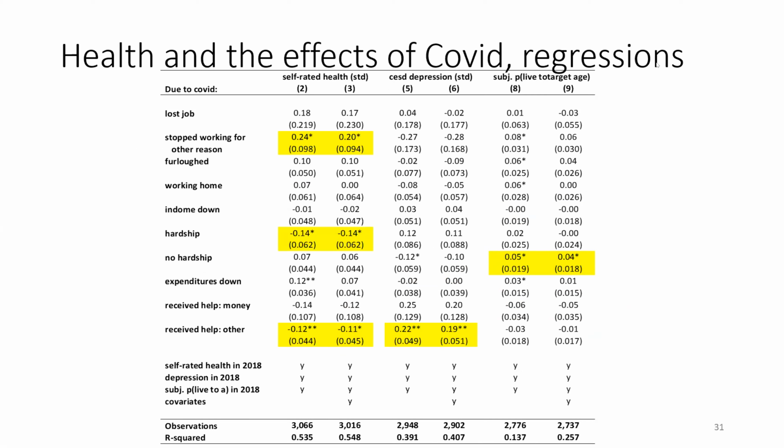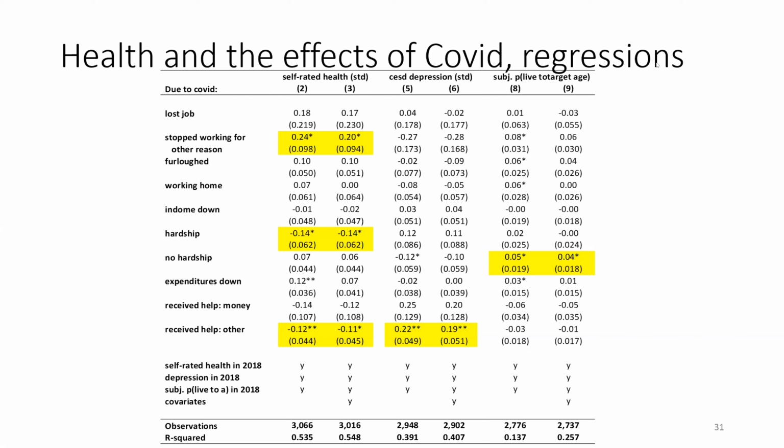And if you look at work and economic variables, how they are associated with self-rated health, depression, or the subjective survival probability. This other reason to stop working is an interesting category, probably voluntary separations. They're associated with higher self-rated health, and we don't see anything with respect to working from home, for example. There's a lot of selection going on.